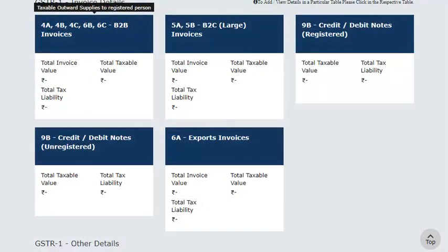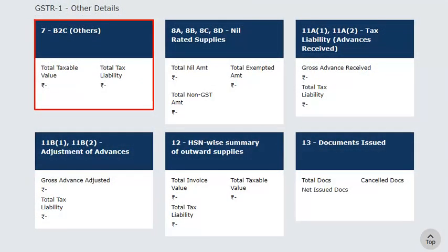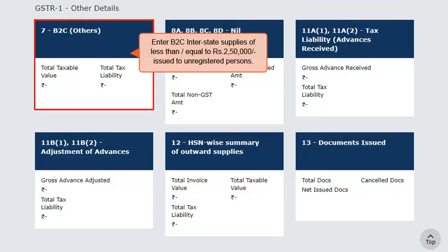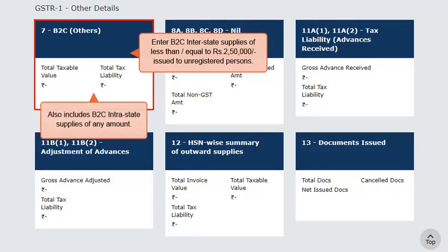Let's scroll down and move to the next section, GSTR-1 Other Details. In the B2C Others category, you can enter the summary details of B2C interstate invoices with value of less than or equal to 2,50,000 rupees for each invoice and issued to unregistered persons. Additionally, this category also includes B2C invoices that were raised against all intrastate supplies irrespective of the invoice amount. However, this category requires summary level information to be furnished, such as details as per place of supply, and tax rates have to be entered, which includes supplies made via e-commerce portals as well.